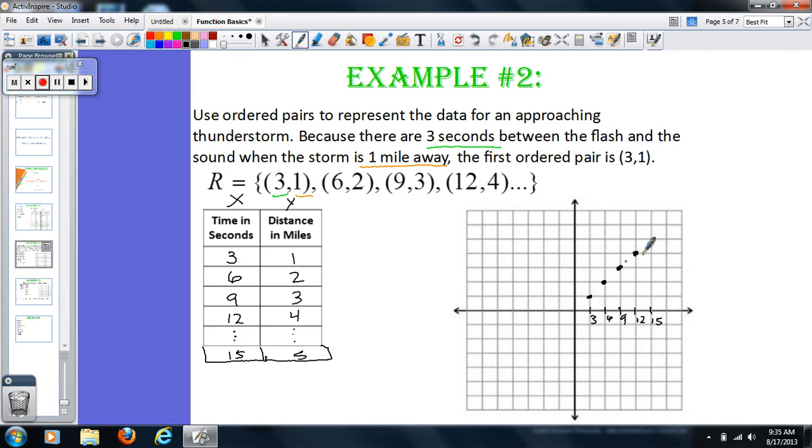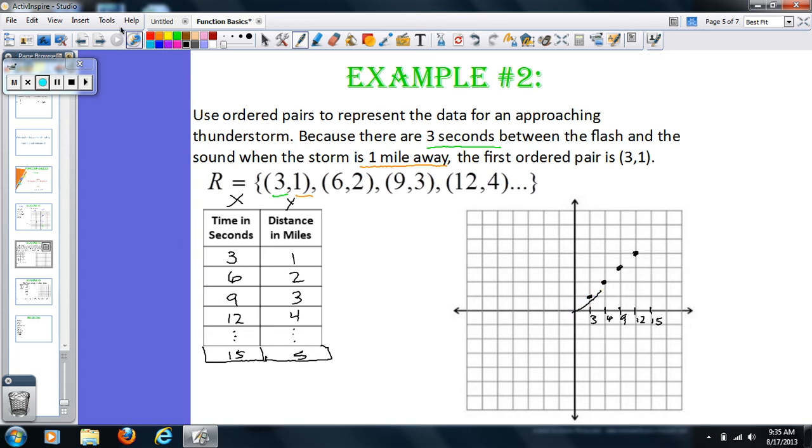And you can see that this is actually making a line. And there are values that would be in between. For example, what if it was 3.5 seconds between the flash and the sound? Well, it's still going to have a value, just as if it was 0. Now, we can't have negative time. The sound does not come before the flash. So we can't have a negative time. But we could have that there is no time between. You see the flash and you hear the sound at the same time.